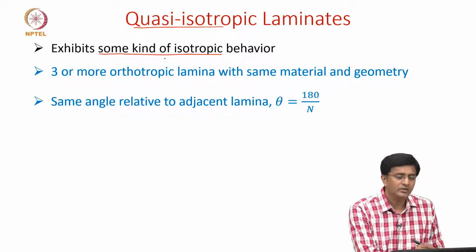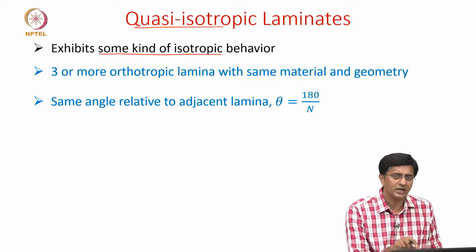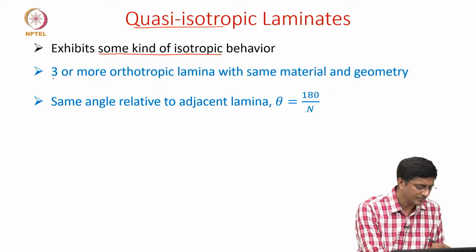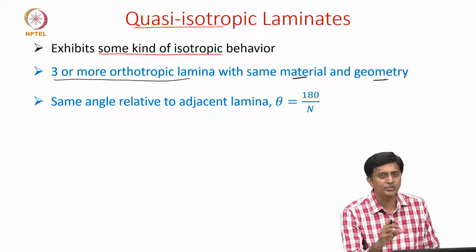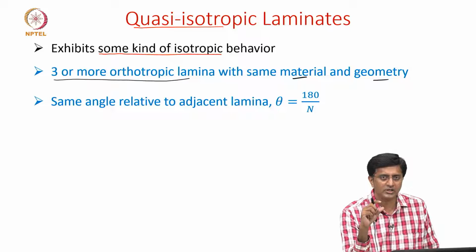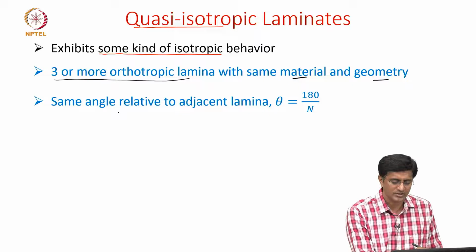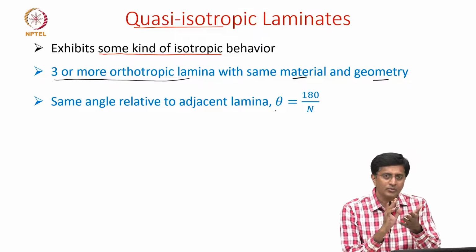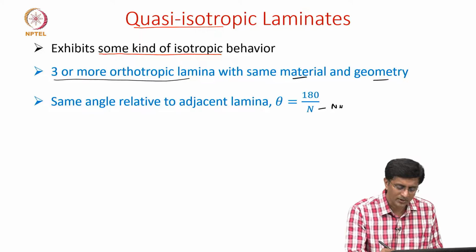We can get these quasi-isotropic laminates not with every orientation but for some specific orientations. Here are the conditions for those orientations. First, it should have 3 or more orthotropic lamina with the same material and geometry. Same material we know, and geometry means the thicknesses are the same. But the angles are chosen in a specified fashion, and the angle between adjacent plies is given by theta equal to 180 by n, where n is the number of plies.